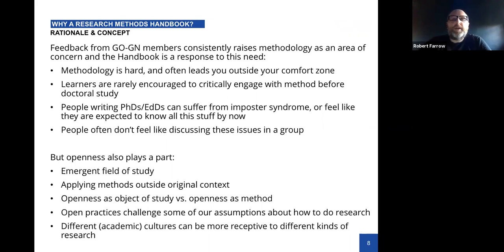There's another strand to it though, which is that we're interested in openness as a field of study, and what happens when you take methods that have been generated in educational research more generally, and then apply them to an open context or an OER context. So there's a distinction that you might make between openness as an object of study, which is something that all of our researchers have, and openness as a method. So, are there open methods that people use? And so the wider thing there is that open practices essentially challenge some of our assumptions about how this kind of activity should be done.